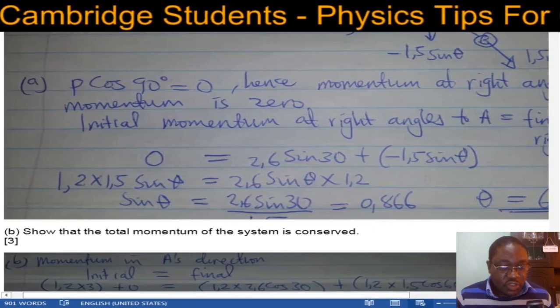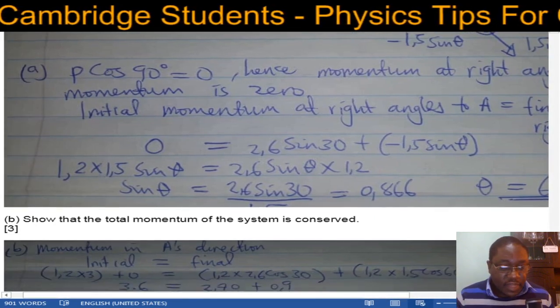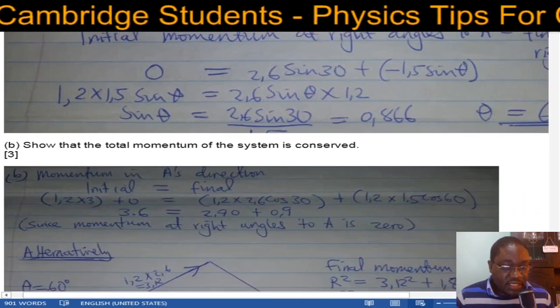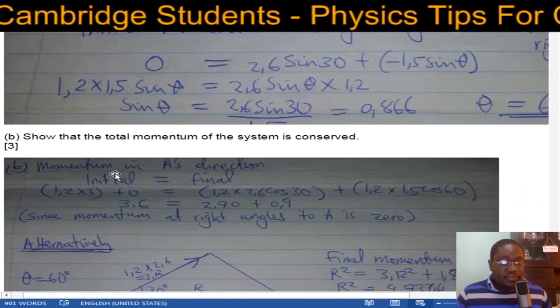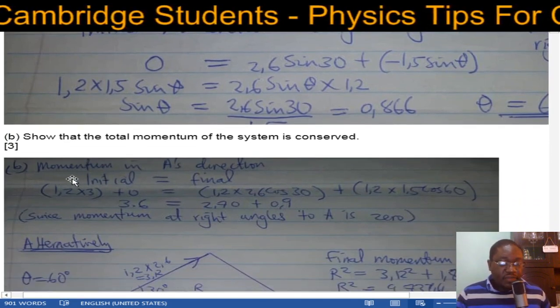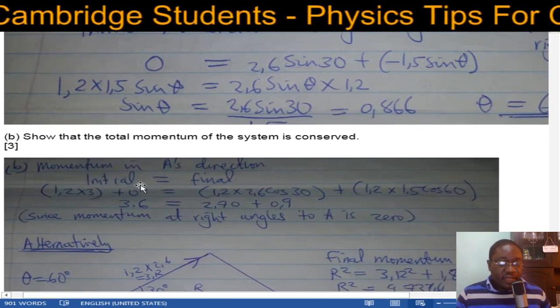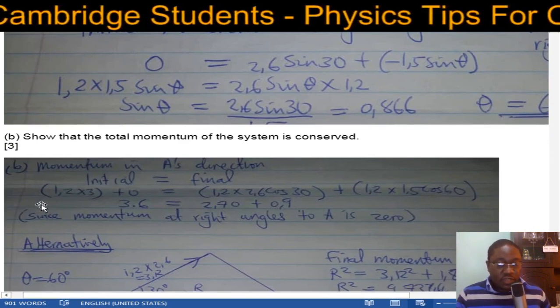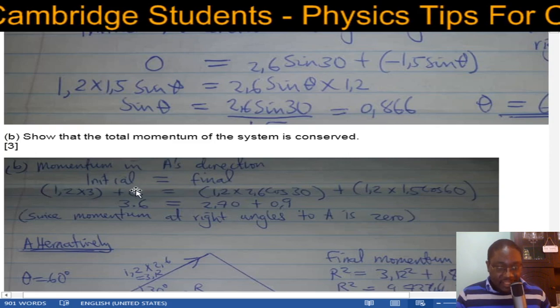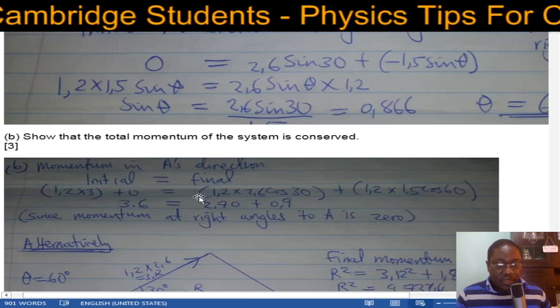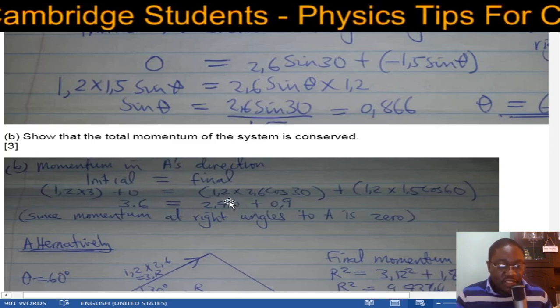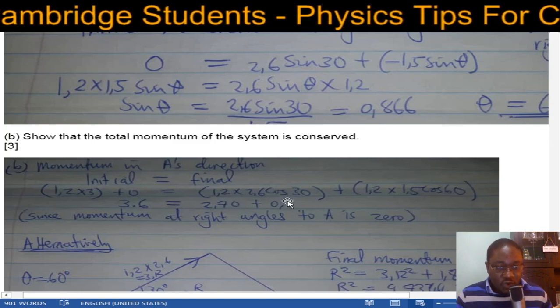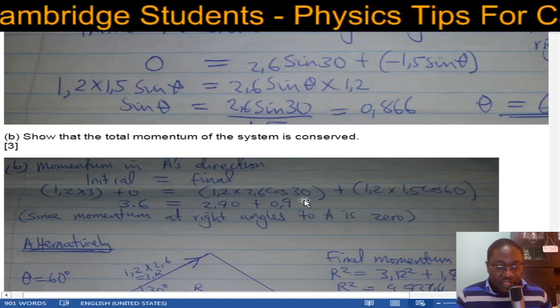Show that the total momentum of the system is conserved. Momentum in A's direction: initial is equal to final. So initially, that is in the horizontal, 1.2 times 3 plus 0, because the initial momentum of B is 0, should equal the final momentum, which is 1.2 times 2 cos 30, because we're now resolving in the horizontal.